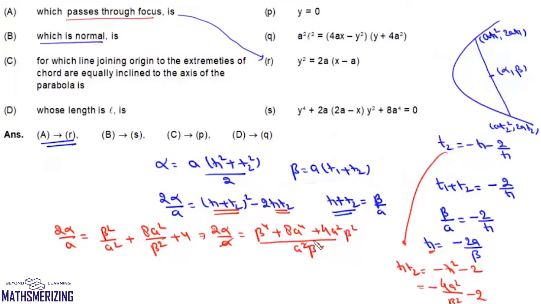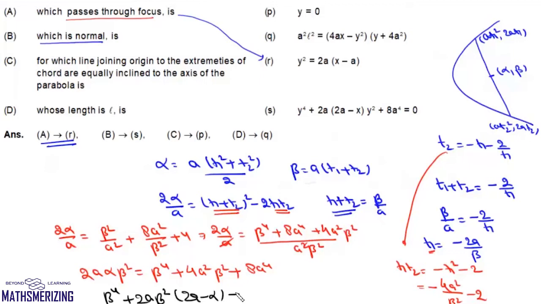Now a and a square, so we'll cancel. So we can write this equation as 2a alpha beta square equals beta to the power 4 plus 4 a square beta square plus 8 a to the power 4. Now we'll take everything on the right hand side. Then we can write this equation as beta to the power 4, and then we'll take 2a beta square common, and we'll get 2a minus alpha, plus 8 a to the power 4 equals 0. Now in the end, we'll replace beta with y and alpha with x.